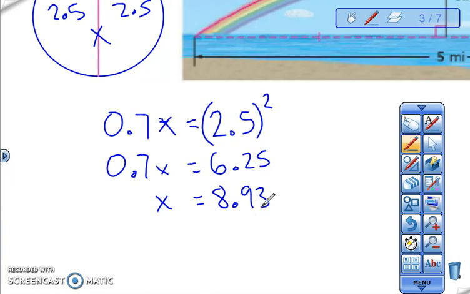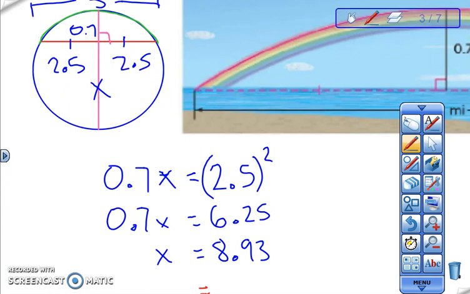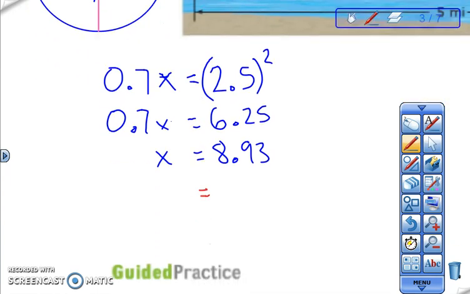Alright, so we go back to what we were looking for, and we need to know the radius of the circle. Well, I don't know exactly where the center is, but I do know that if I can get the full diameter, I can use that to find the radius. And also, if I combine the 0.7 and the x, that would give me the full diameter.